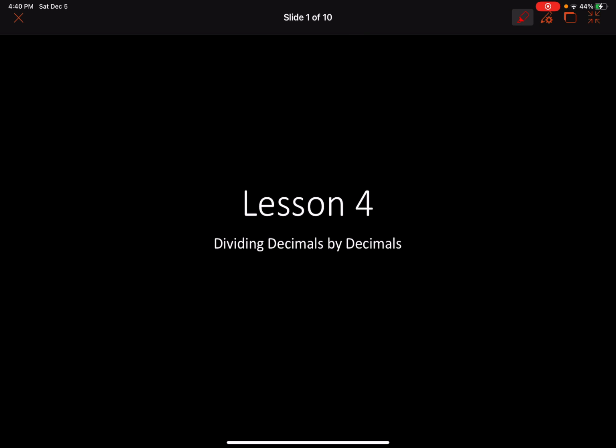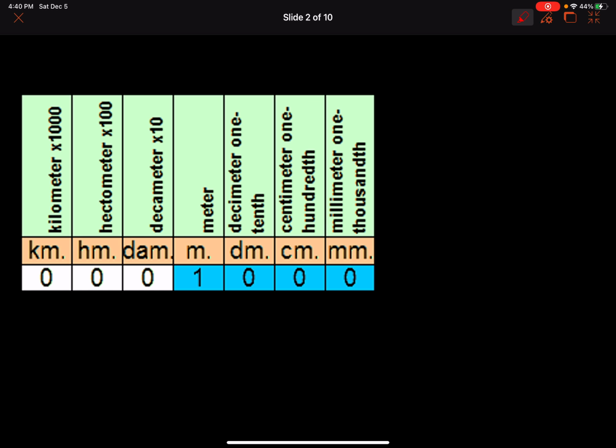All right, we are looking at dividing decimals by decimals. So just a quick review here of how to change between measurements. These are the measurements here that we usually use, but I included the other ones so you can see how they move up and down. So if I am going to change from meters to kilometers, okay, we would multiply by 1,000.